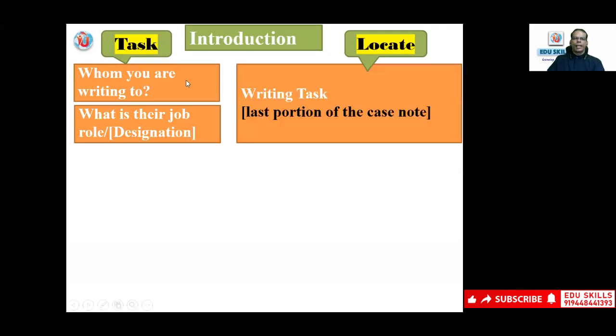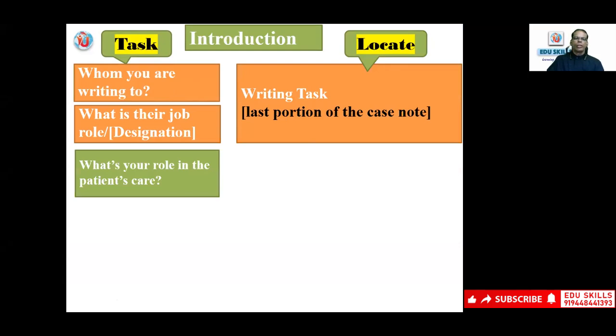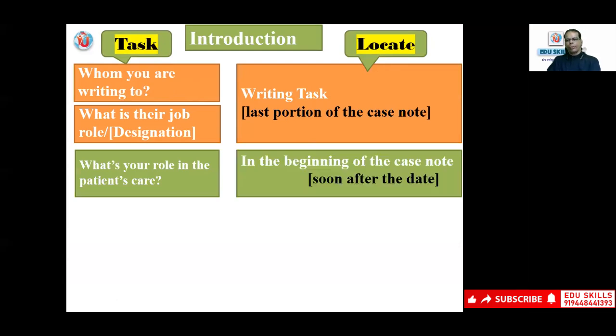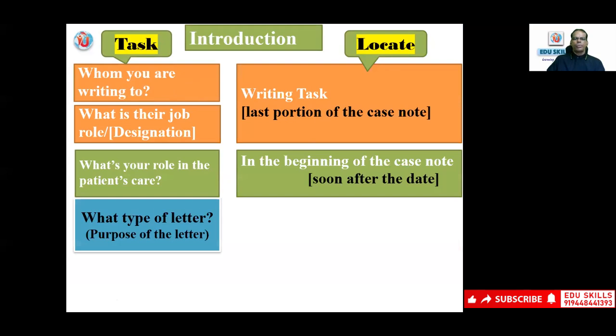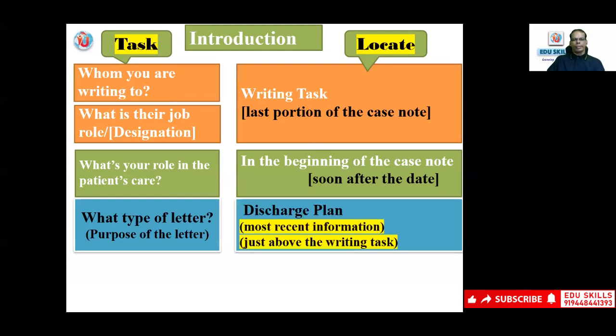So where do you locate it? For example, introduction. Who you are writing to and what their job role or designation is, you locate in the writing task, the last portion of the case notes. So first you have to go to the last portion, then get back. What's your role in the patient's care? That is in the beginning of the case notes, soon after the date. So you have to immediately come back to the beginning of the case notes after you go to the writing task. Then what type of letter? Purpose of the letter is in the discharge plan, the most recent information given just above the writing task.